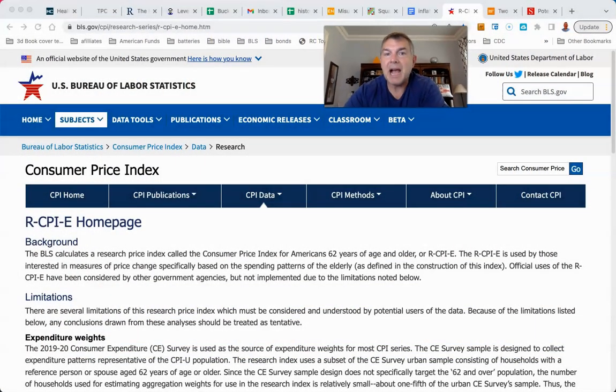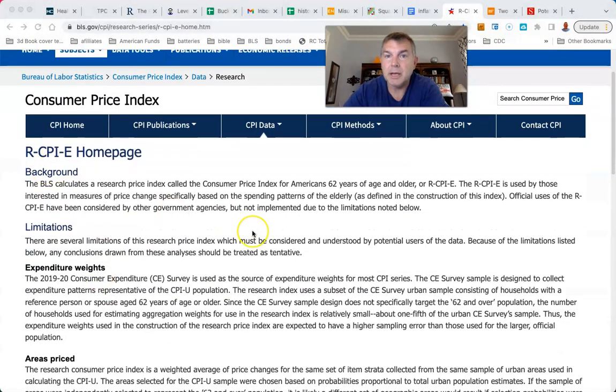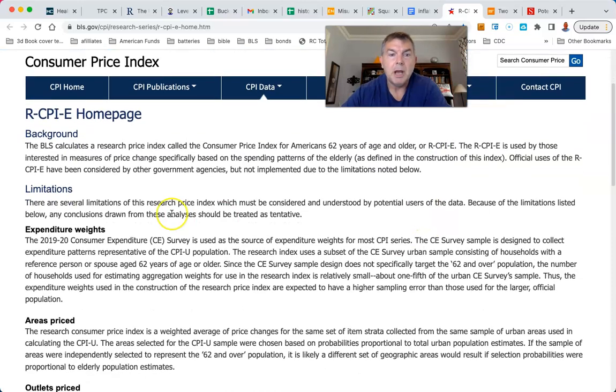So what is CPI-E? According to the BLS, the Bureau of Labor Statistics, it calculates the research price index for Americans over 62, i.e. CPI-E is for elderly people. I don't know why they call it R-CPI-U-S, I'm not sure what the R stands for, but be that as it may. It's used by those interested in measures of price change specifically based on the spending patterns of the elderly, old people.